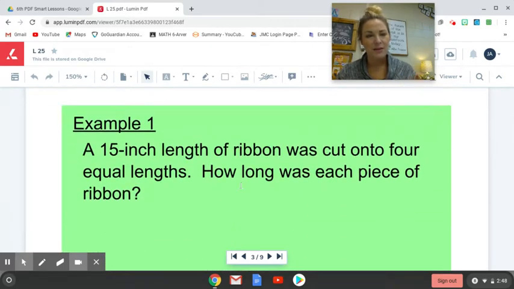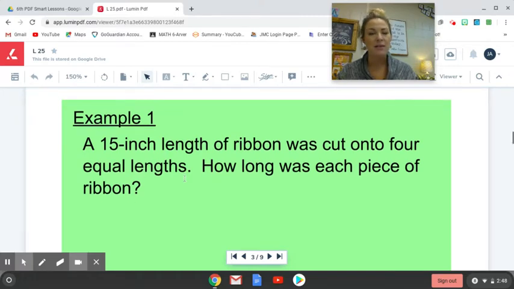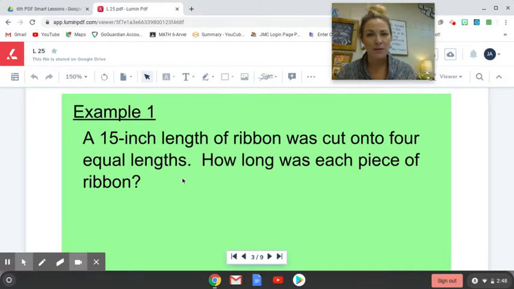Let's take a look at this first example. A 15-inch length of ribbon was cut into 4 equal lengths. How long was each piece of ribbon? I'd like you to pause the video and give this a try, and make sure that you're writing your quotient as a mixed number quotient, not a remainder.